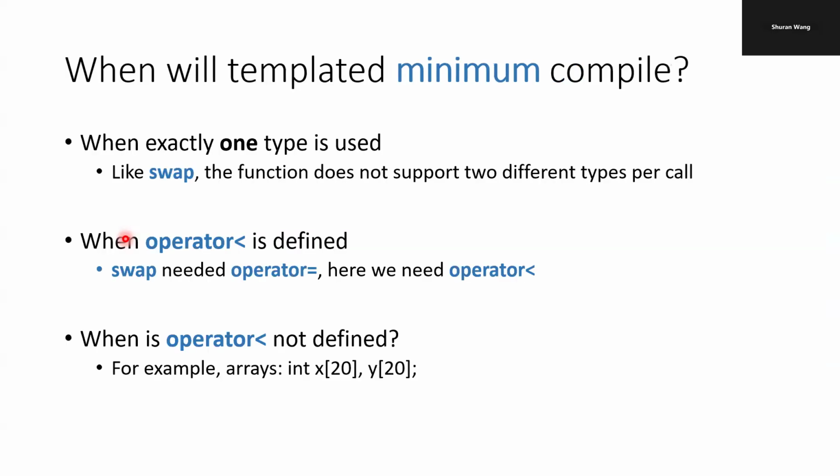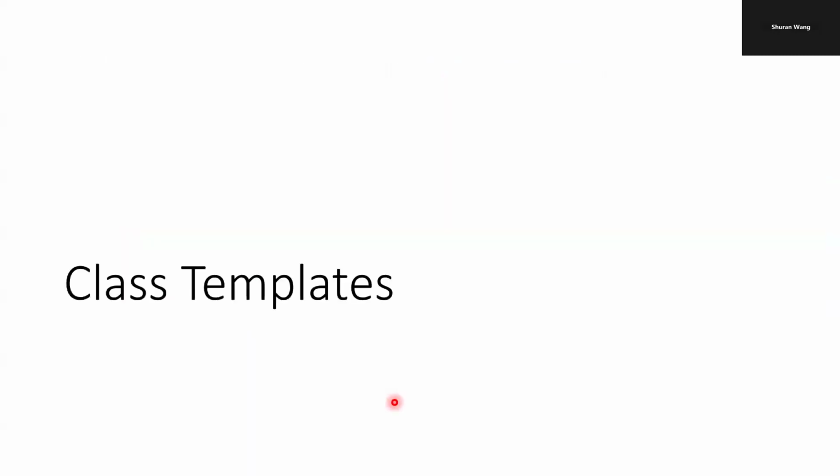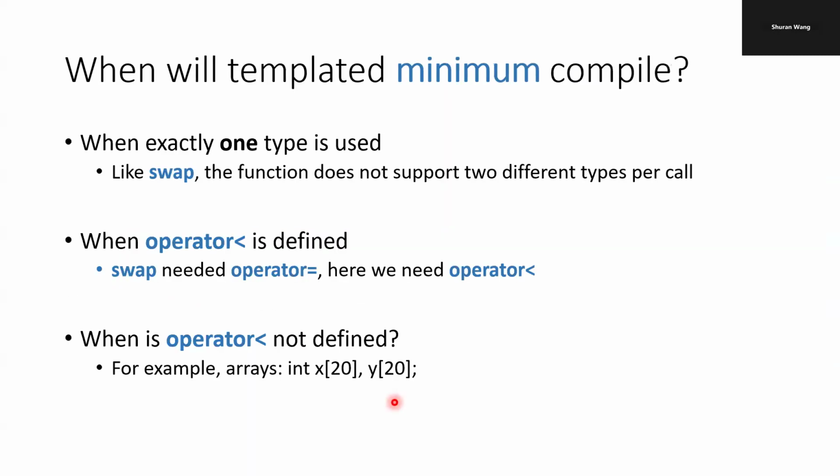Cases where the less than operator is not defined can be something allocated on the heap that doesn't make sense to compare, for example, arrays. And that's it for function templates. Any questions up to this point?